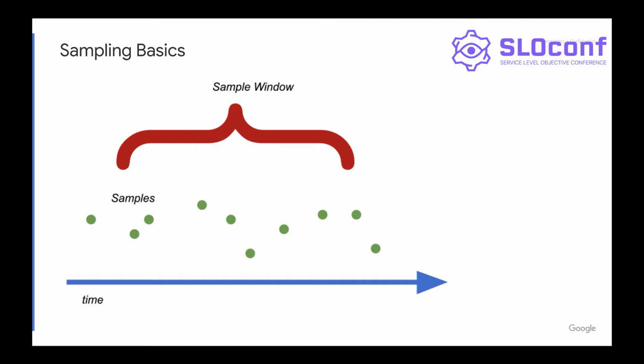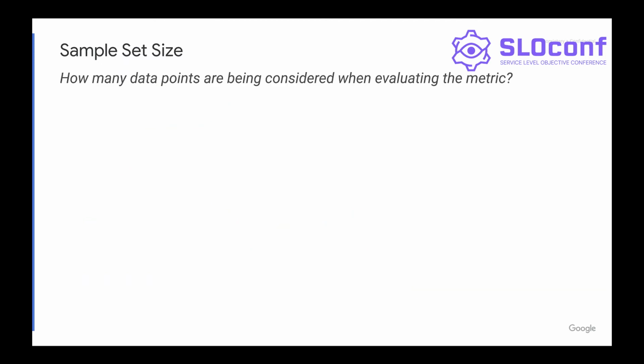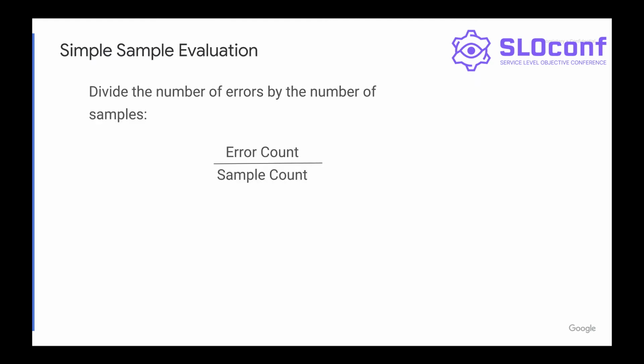First, I want to talk about metric sampling and how this can impact SLIs, SLOs, and alerting. Often a metric is evaluated by using an aggregate of samples within a sample window, kind of shown here. For example, error rate might be errors per minute, or latency might be P90 over 5 minutes. An important question is, how many data points are being considered when evaluating the metric? An easy way of evaluating the samples is to give each sample the same weight and to use a simple percentage of bad samples, or maybe good samples. This is mathematically easy and usually provides an intuitive signal.